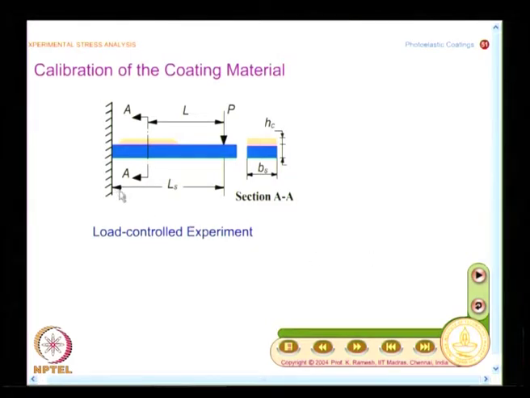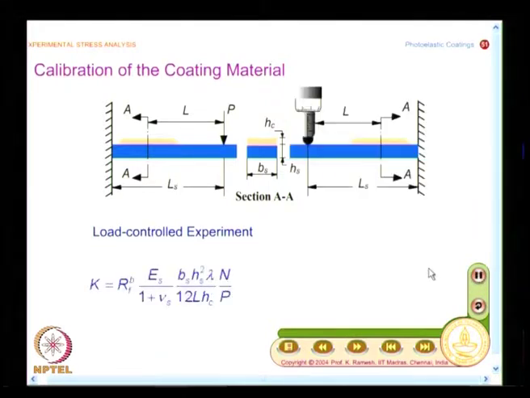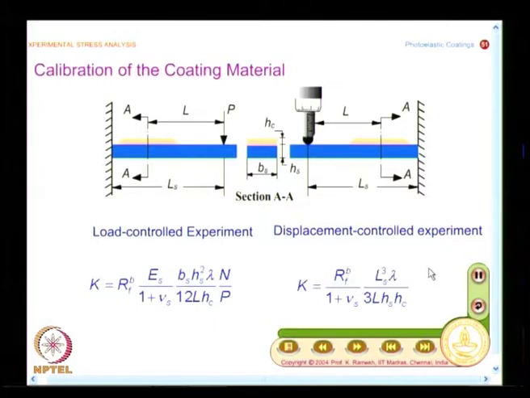So, you have the length of the beam, the length at which you are making the measurement, and the thickness of the specimen and the thickness of the coating, and this is the load controlled arrangement. You also have a displacement controlled arrangement. Instead of applying the load here, you have a micrometer which provides the necessary end deflection.